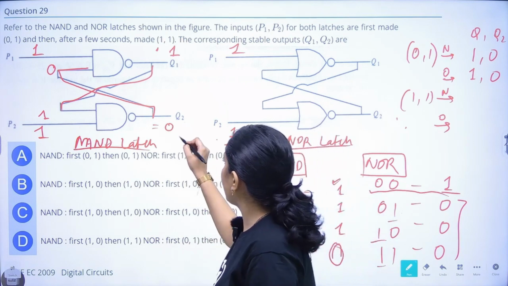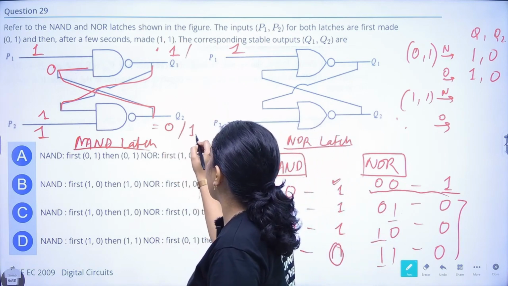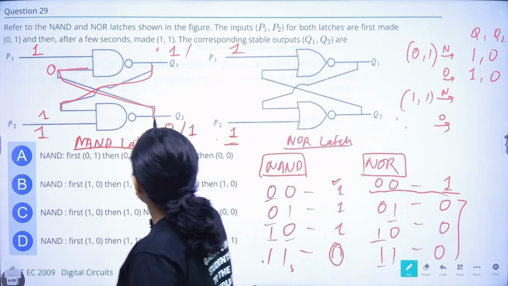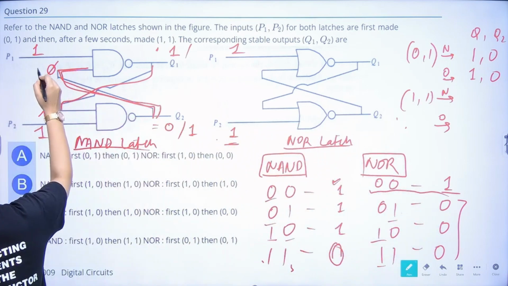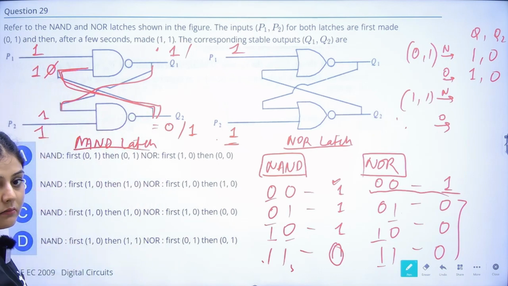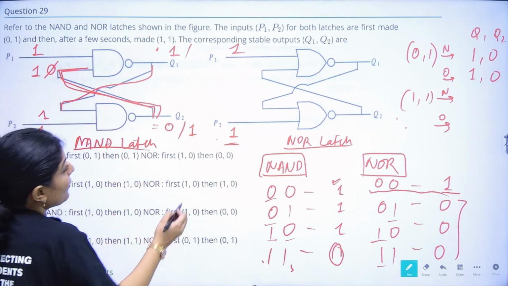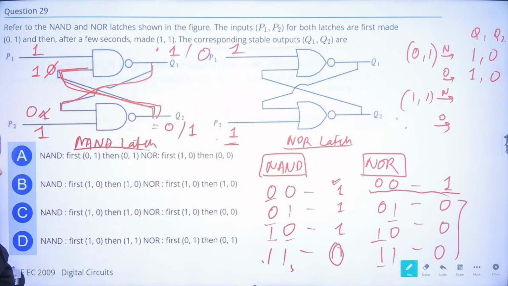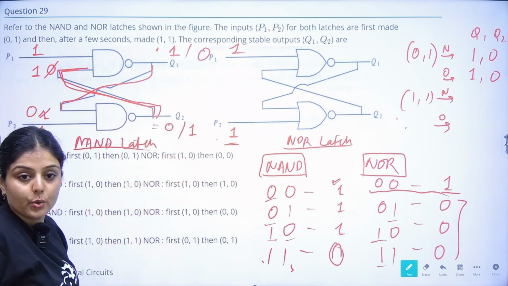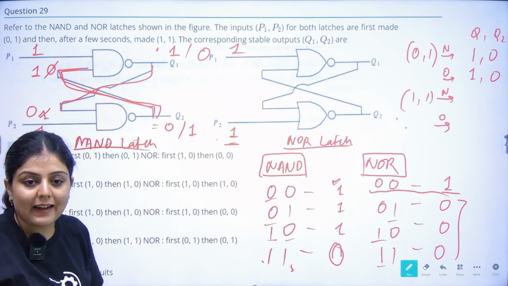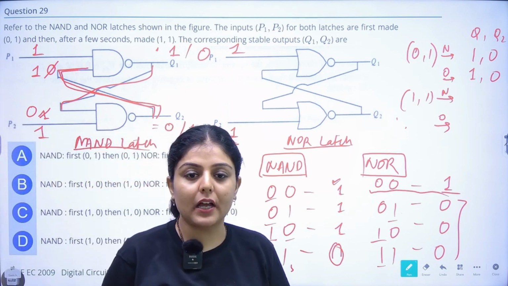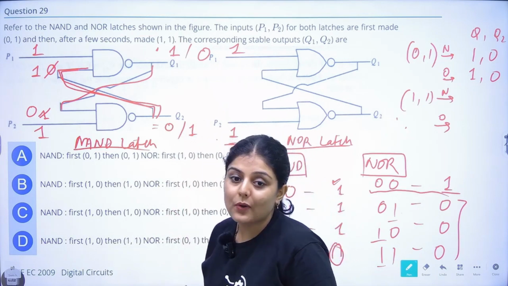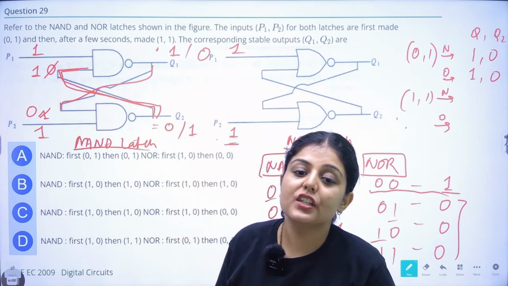Let's assume the other value. Suppose this value is 1. So 1 will go here and it will become 1 and 1. The output of 1 and 1 will become 0. This 0 will come here. 0 and 1 will become 1. So this is also stable. For the NAND latch, if both the inputs are 1, then either the outputs Q1 and Q2 are 1, 0 or Q1 and Q2 are 0, 1.